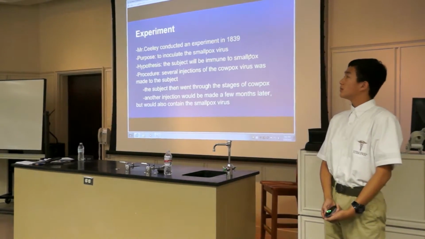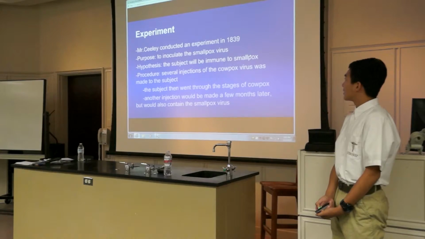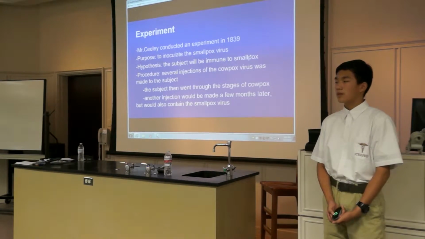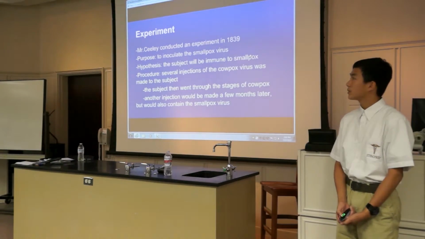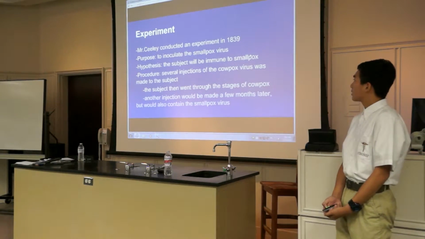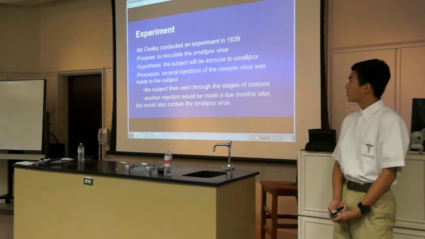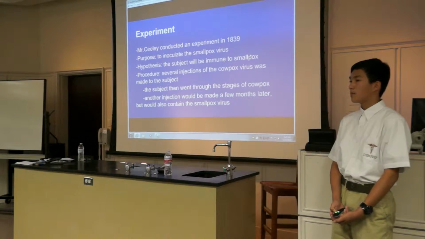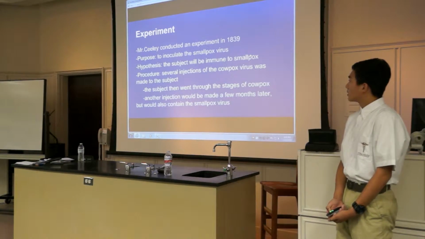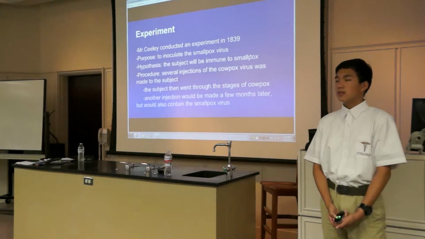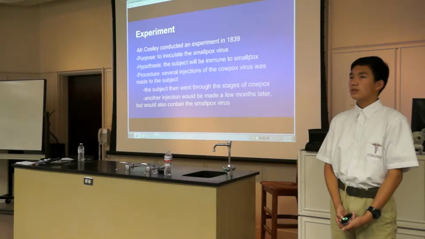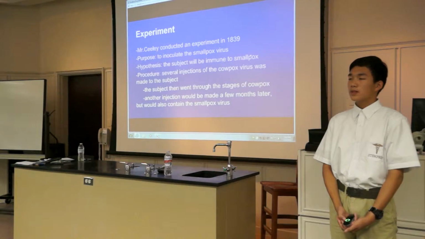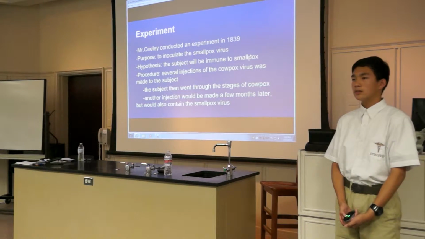Experiment. In 1839, Mr. Seeley conducted an experiment about the smallpox virus. The purpose was to inoculate against the smallpox virus. The hypothesis was that the subject will be immune to smallpox. First, he made several injections to the patient using cowpox virus. The patient then went through the stages of cowpox.